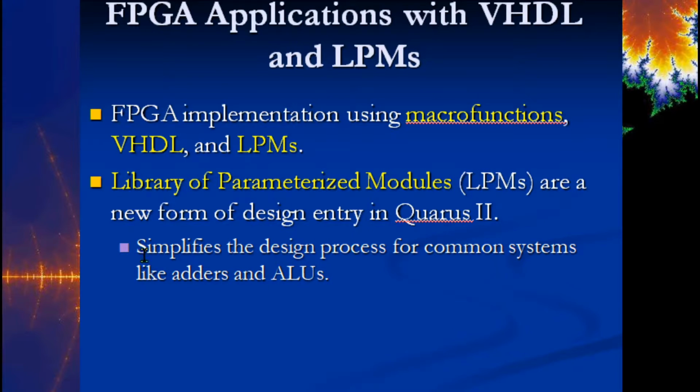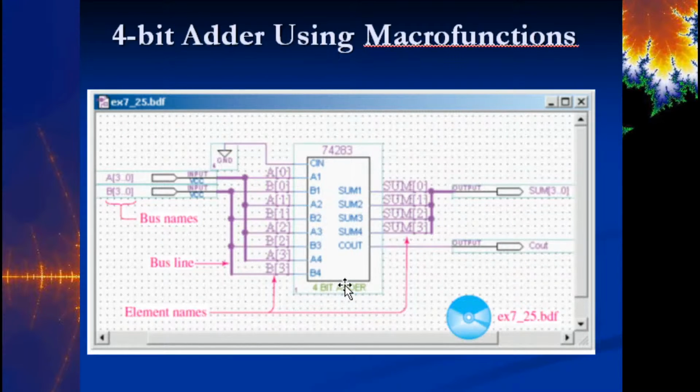And there's a section in the book that talks about how you can actually create your own symbol in Quartus, for that matter. You can determine all the inputs, you can determine all the outputs, and essentially create yourself a little IC chip. Okay, and they call it a macro function.